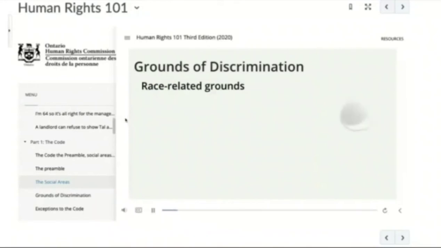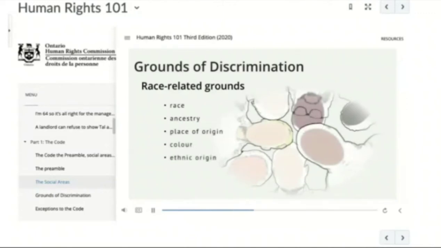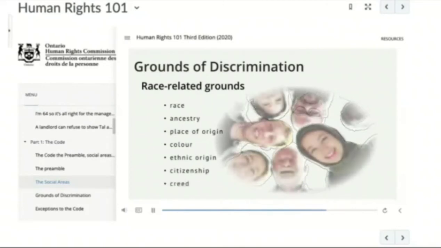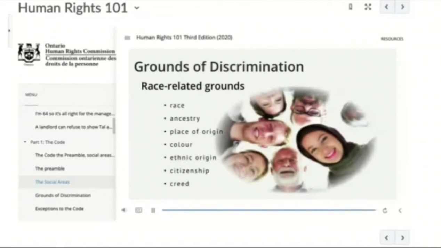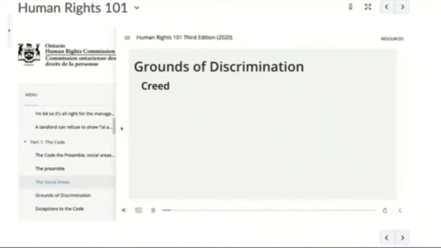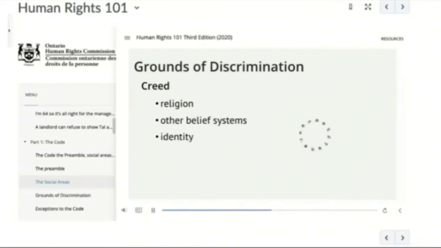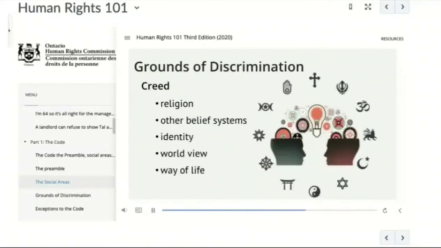Race and related grounds include race, ancestry, place of origin, color, ethnic origin, and citizenship. In some cases, racial discrimination is also based on creed. Creed includes religion. It may also include other belief systems that greatly influence a person's identity, worldview, and way of life.